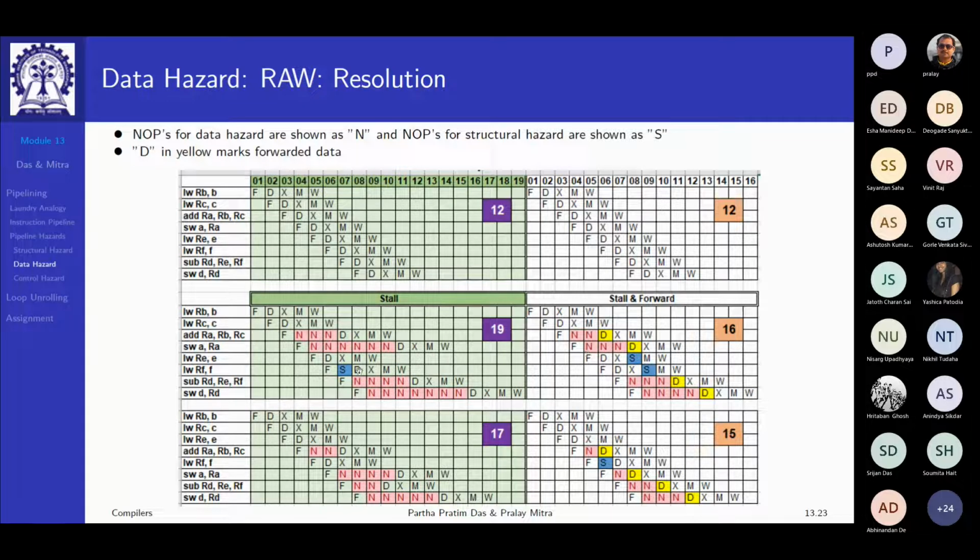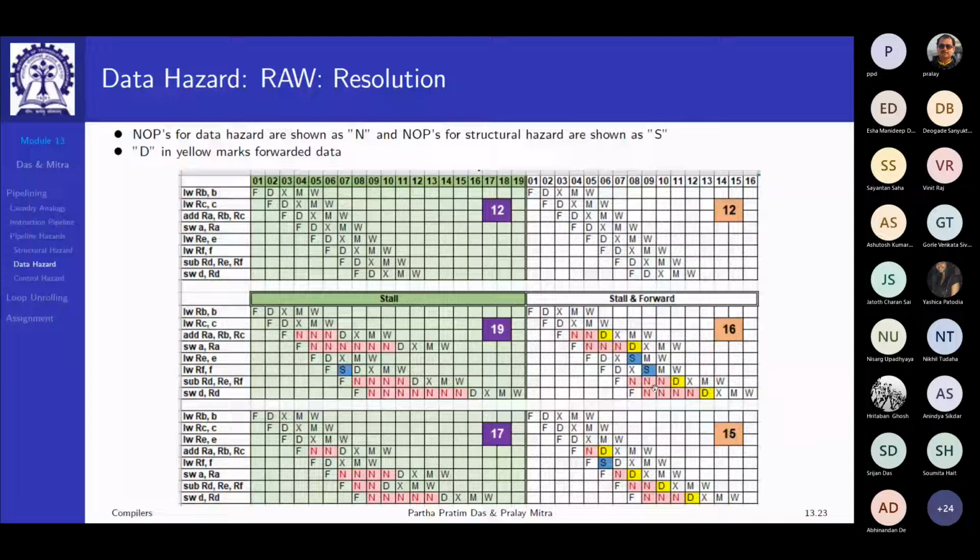Then we come to load of RE, which has no data dependency. But again, as you can see, the memory stage of add has been scheduled in 8, where normally the memory stage of load of RE was expected. So we'll have a structural hazard, and we'll have to introduce a stall here. Similarly for the load of RF.